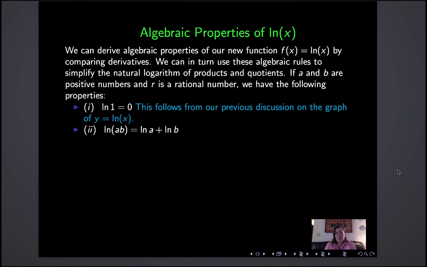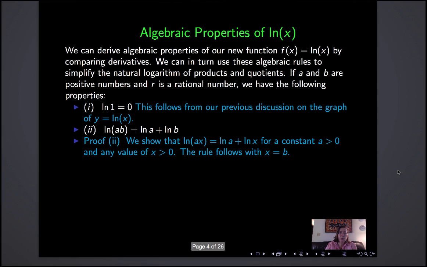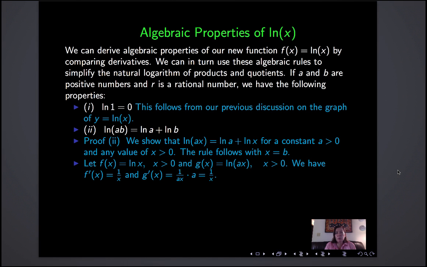Our second rule says that the natural log of a times b equals the natural log of a plus the natural log of b. I'm going to justify this rule using derivatives. We're first going to show that for x a variable and a fixed number, the natural log of a times x is the natural log of a plus the natural log of x, where a is positive, and this holds for any value of x greater than 0. So then we'll substitute x equals b, and our rule will follow.